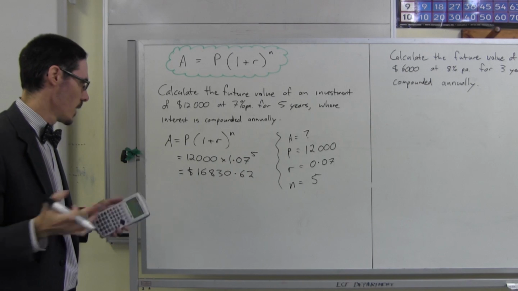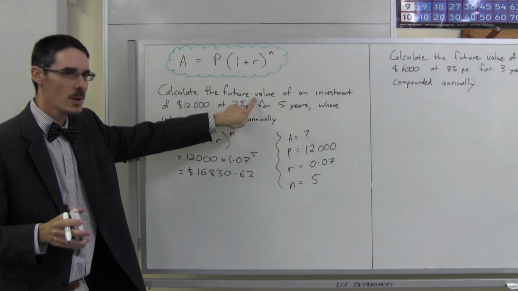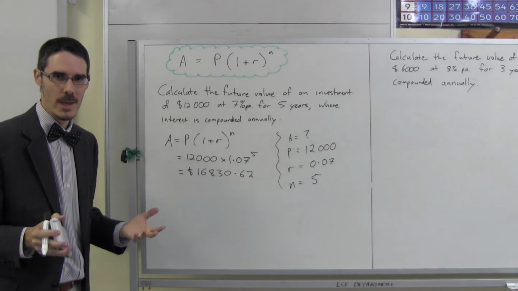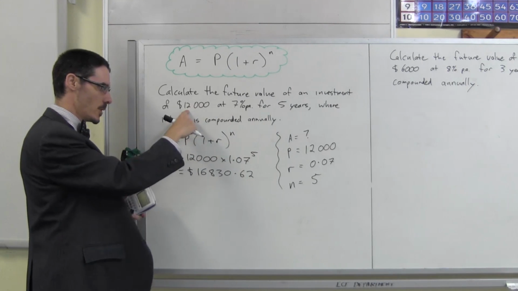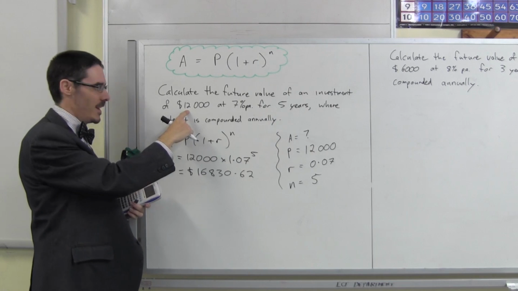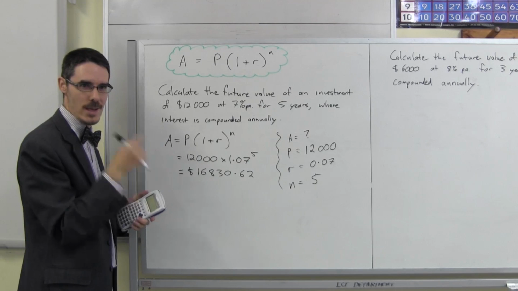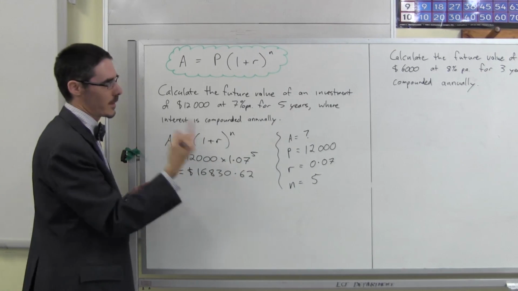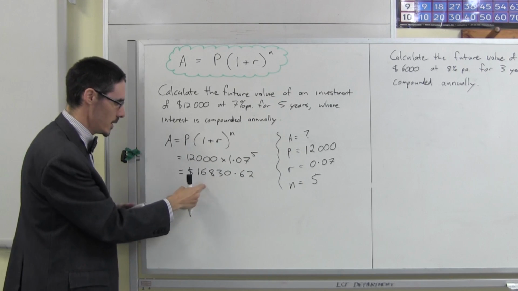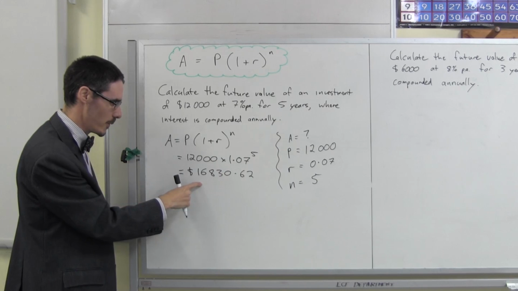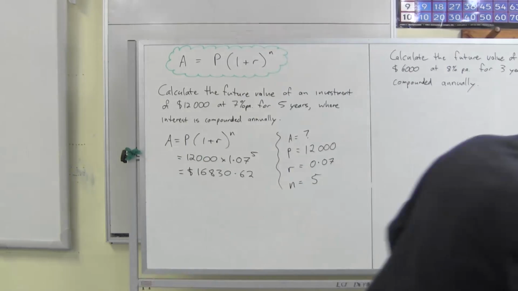Pretty easy. There may be questions that instead of asking you for the future value, will ask you for the interest. If you need to work out the interest, you just get your future value amount and subtract what you started with, subtract the principal. Now that's the opposite of what you do when you do simple interest. For simple interest, you calculate your interest, then you add it on if you want the future value. But for compound interest, you calculate the final amount, and if you want the interest, you subtract 12,000. So the interest here would be $4,830.62.